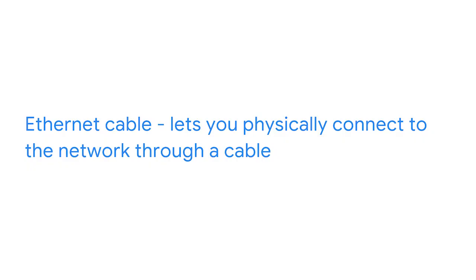Now that we understand what networks are, let's talk about how they're connected. There are a lot of ways you can connect computers to a network. We'll only cover a few of the major ones in this course. First, there's an Ethernet cable, which lets you physically connect to the network through a cable.